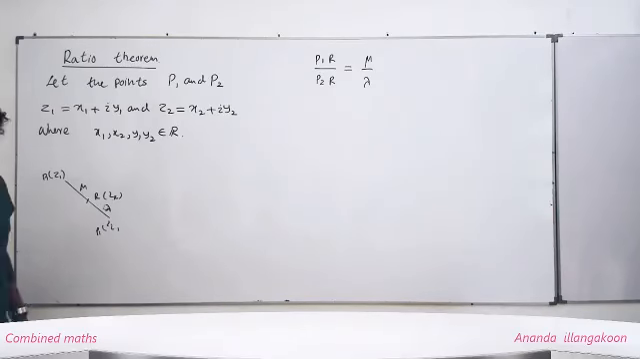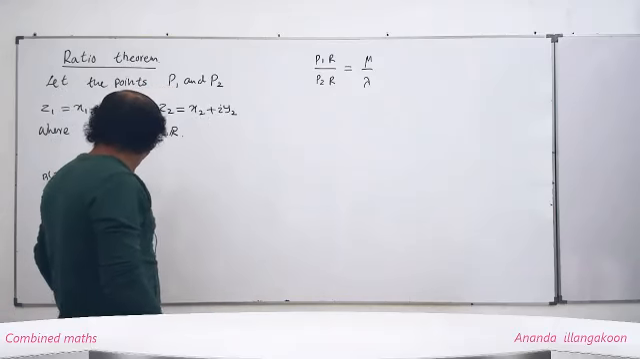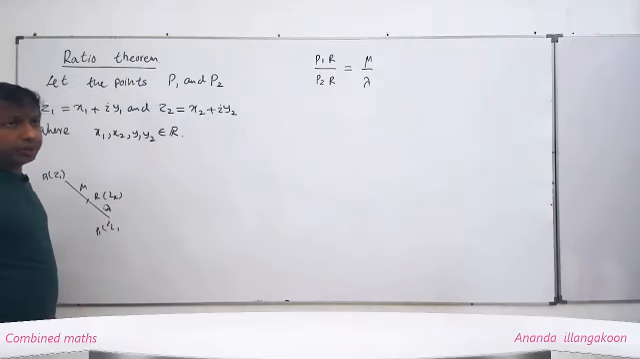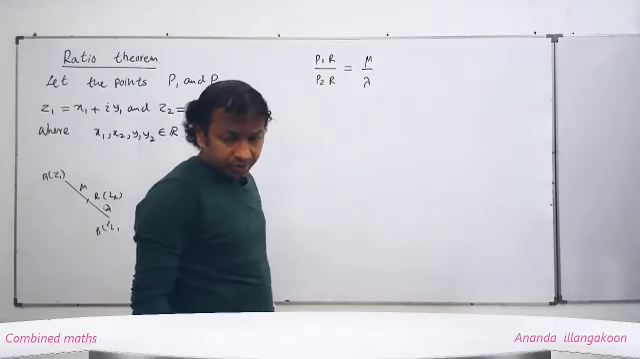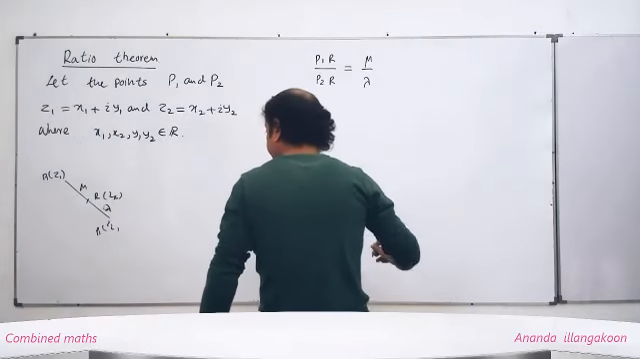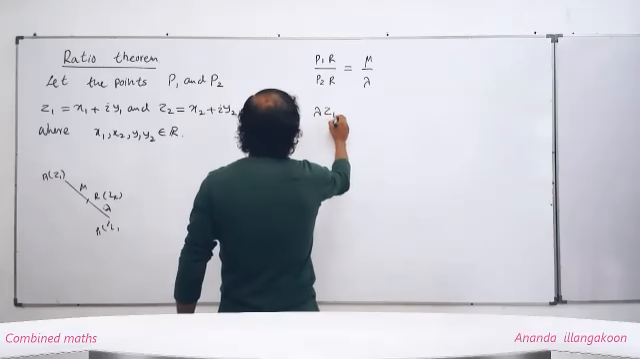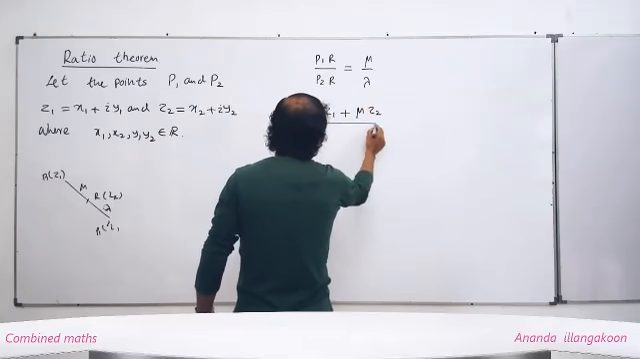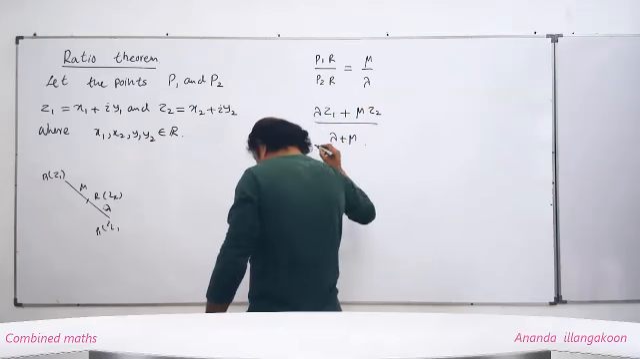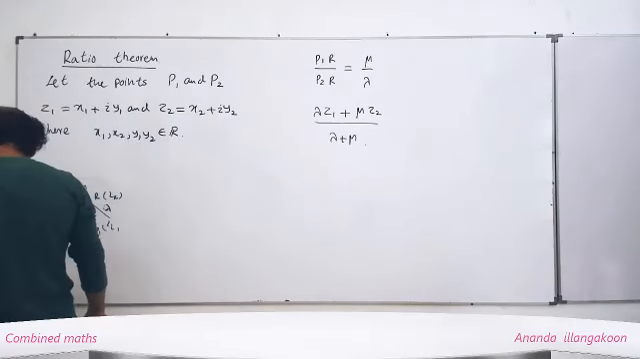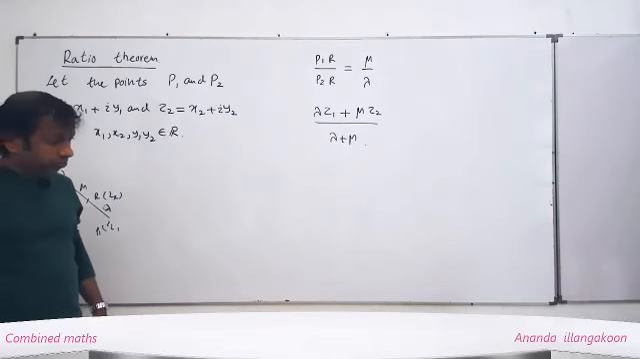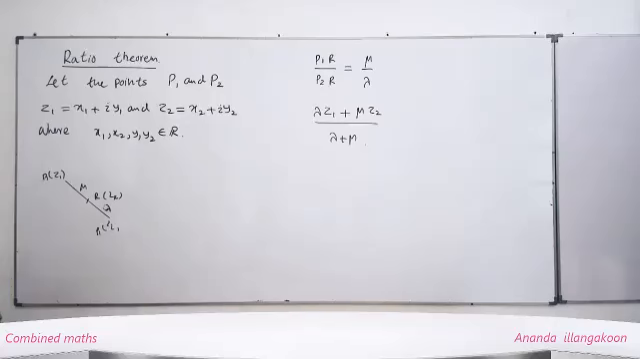Then the complex number represented by the point R is lambda times Z1 plus mu times Z2, divided by lambda plus mu. Right, people?